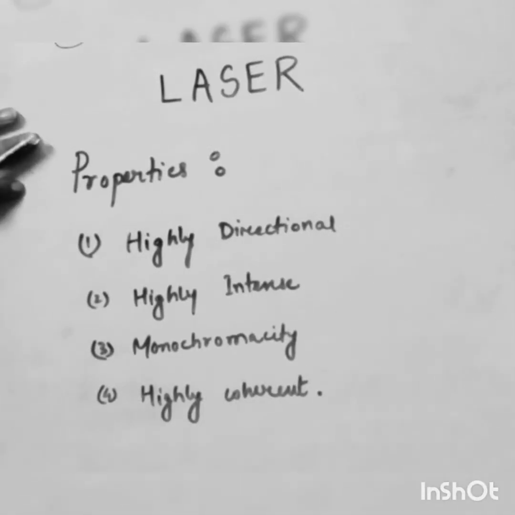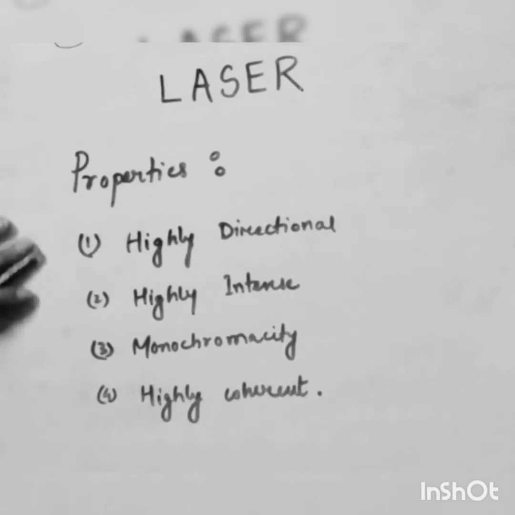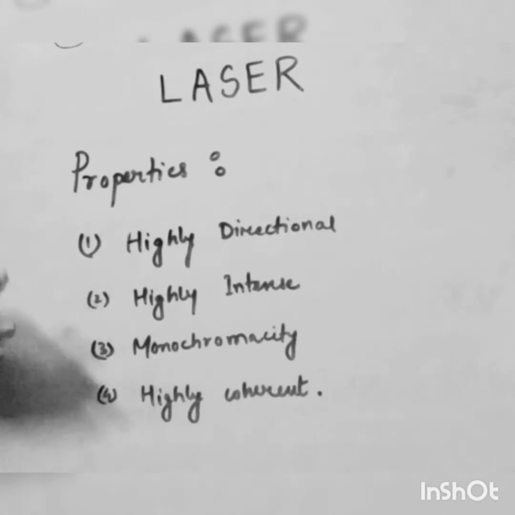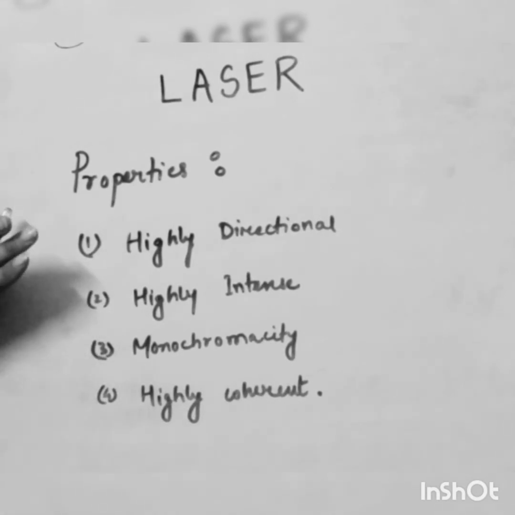The following are the most important properties of laser beam. Number 1, it is highly directional. Lasers emit radiations in a single direction. In case of ordinary light sources, they radiate in all directions, which is the difference with laser light, because it emits only in one direction, so it is highly directional.